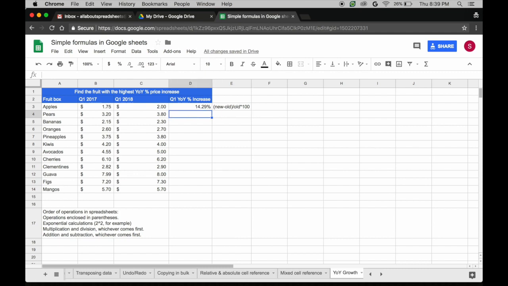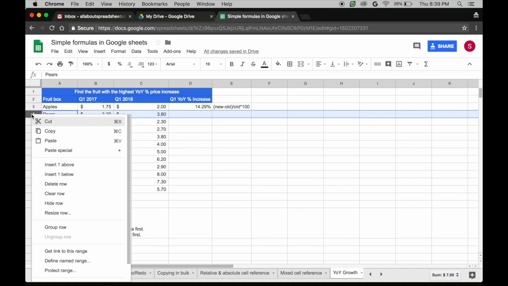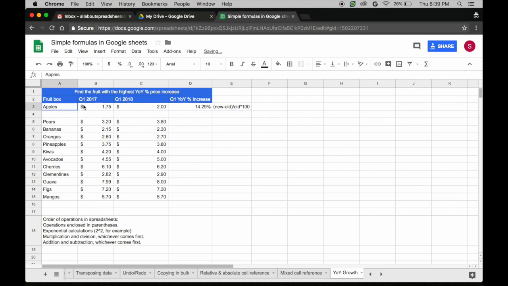Let's look at a second way of calculating year-over-year increase. And let me do it for apples so you see again that the results are the same. So I'm just going to right click on row 4 and I'm going to insert one above. I'm going to copy, so Ctrl C, Ctrl V. And I'm going to calculate this for apples again. Okay, so we're going to start equals. And what I'm going to do is the new number divided by the old number minus 1. That's it. This is much simpler. Press return.